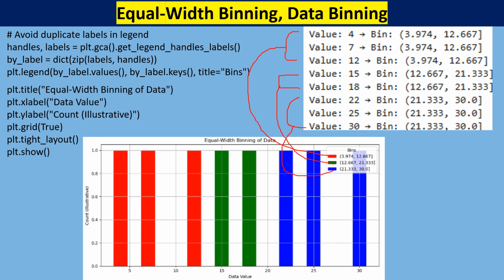And this is a third bin. The binning is calculated by dividing the full range of values into three equal segments. Each value is slotted into the bin whose range it falls into. So this one, the values, right? The minimum is 4 and maximum is 30.